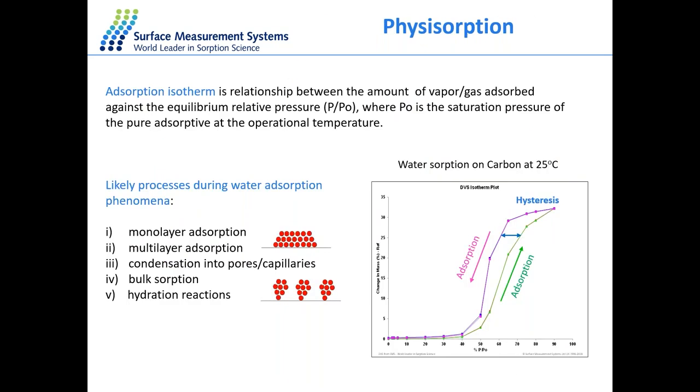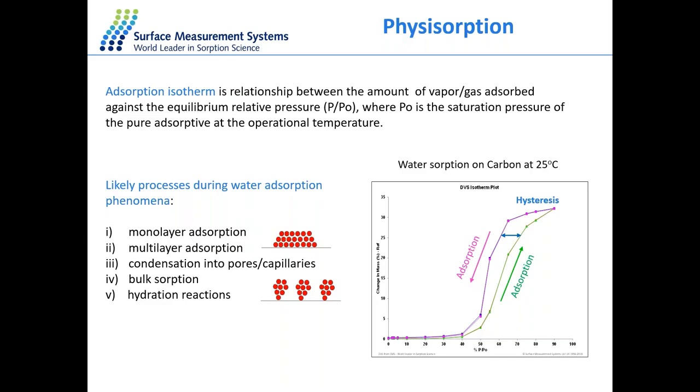Now this physisorption process can be described by the adsorption isotherm. The adsorption isotherm is a relationship between the amount of gas or vapor adsorbed against the equilibrium relative pressure. As you can see in this picture down here, the relative pressure is shown on the x-axis, the amount adsorbed is shown on the y-axis. What is important on the x-axis is that we have the ratio P over P naught. What does it mean? This is the pressure divided by the saturation pressure of the pure adsorptive at the experimental temperature.